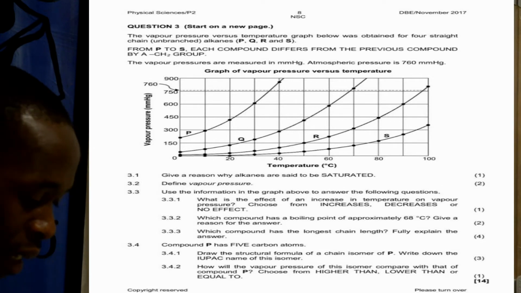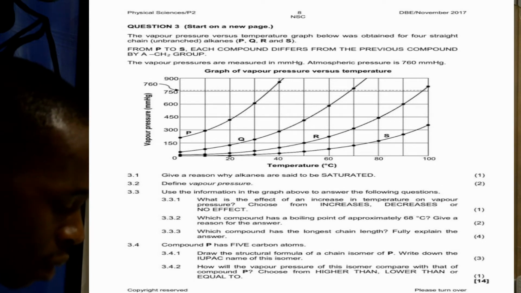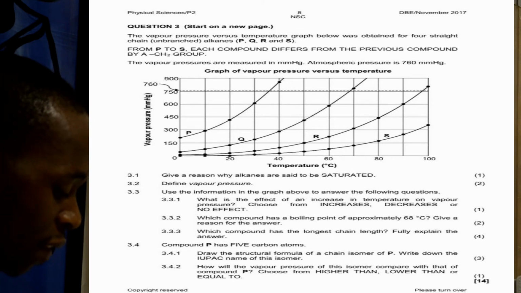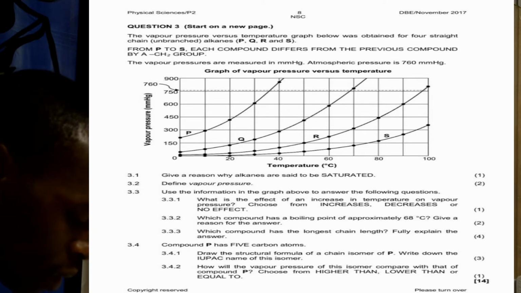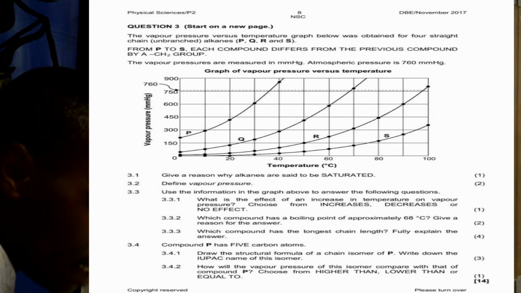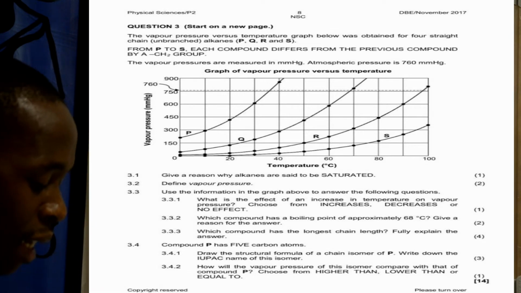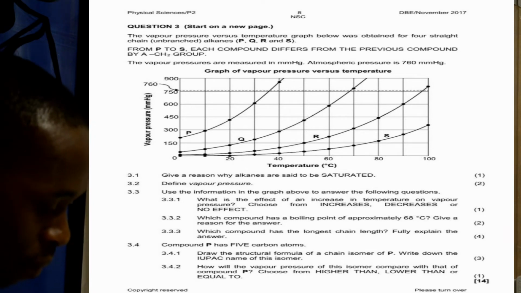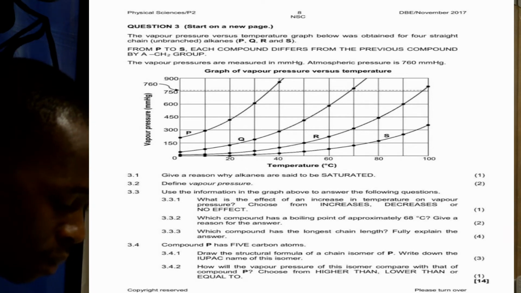You are given that diagram, those 4 graphs. If you look at this one, we are given vapor pressure versus temperature. If you analyze that graph, we have atmospheric pressure, which is 760. Then the atmospheric pressure line tells us these are straight chains. So that means the graph shows alkanes.